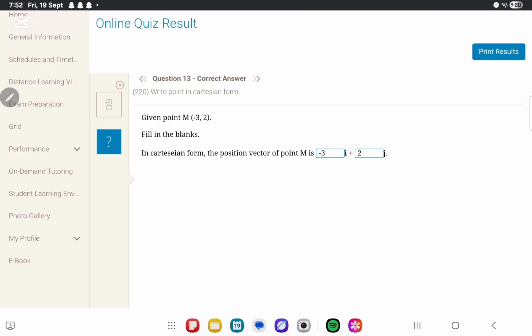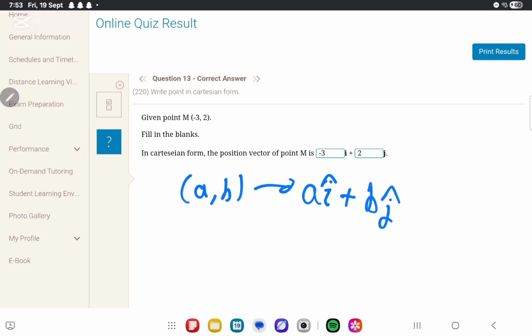In Cartesian form, the position vector of point M is, okay, you already know, this is negative 3, 2. Or let's express it in general form, a comma b. As a vector, this is going to be ai plus bj. But this is the basics, and I'm assuming you already know this. So applying this, negative 3 comma 2, it's going to be negative 3i plus 2j.